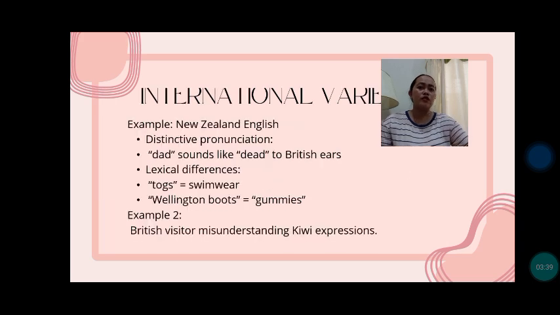Next, we have international varieties. Moving beyond local dialects, we also have international varieties of English. Take New Zealand English as an example. New Zealanders may pronounce dad in a way that sounds like dead to British ears. They also have unique words like togs for swimwear or jandals for flip-flops. These small differences show how English evolves differently in each country while maintaining mutual understanding.